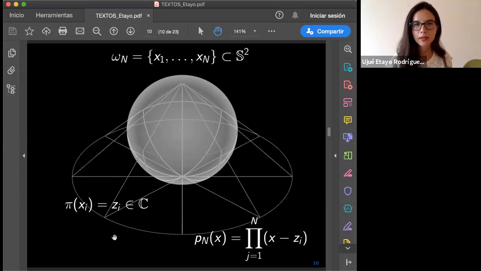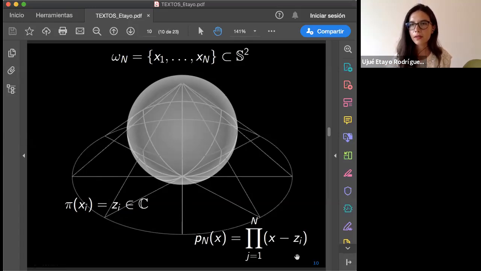So this is what is written here. First, I take a set of spherical points. I can project them into the complex plane using the stereographic projection, and I obtain a set of points that I call set I, that are just complex points. And then for those set I have a unique polynomial that is monic and that has those points as roots, that can be expressed in this way.